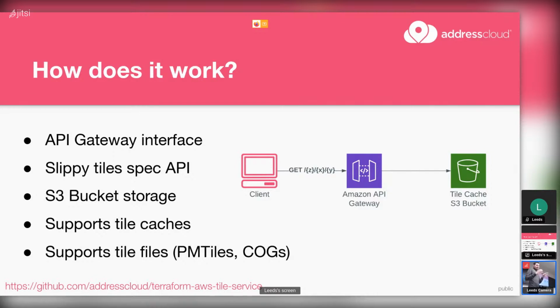The API Gateway listens for that request and forwards it to S3, because S3 understands HTTP requests. So it's not just a data store, it's also a web server. And that's really nice because it means that we can say, hey, I want this particular file based on its ZXY file name. Please go get it for me, and then that's returned.